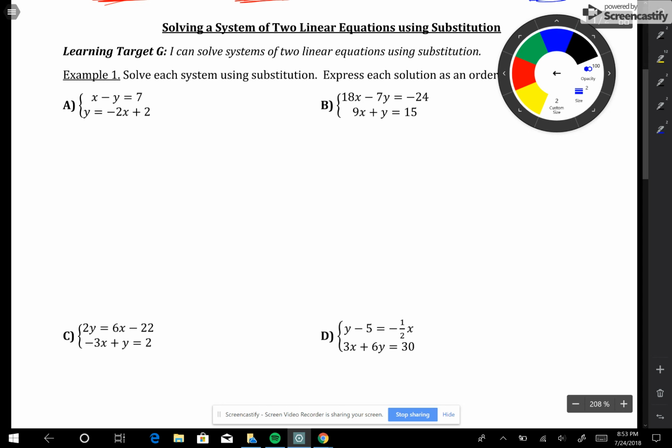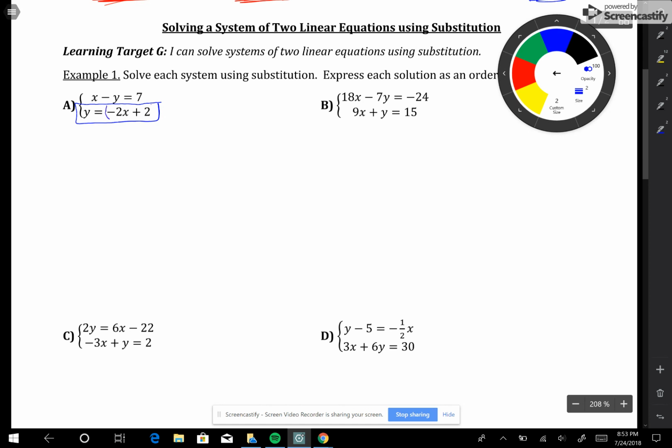If we look at example A, and remember what substitution is. We used substitution to check some of our equations a couple days ago. We were just plugging in a value for a variable. Well, in this case, we're going to be plugging in expressions in a variable to cancel out that variable. And with substitution, we want an equation that is solved for a single variable. So if I look at this second equation right here, y equals negative 2x plus 2, it's already solved for y. So this would be perfect to choose.